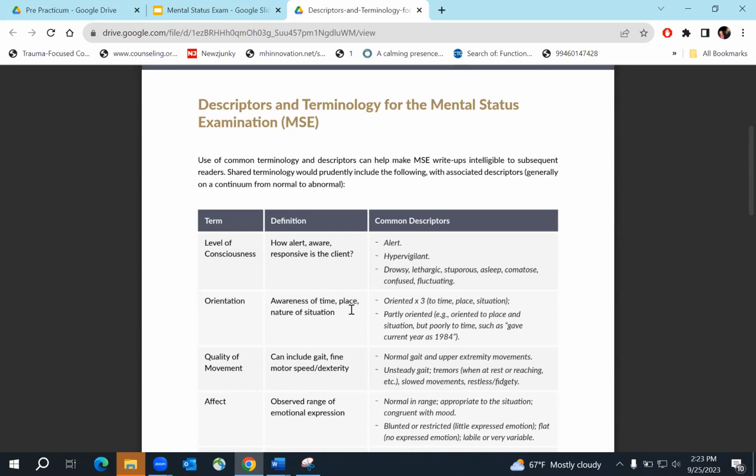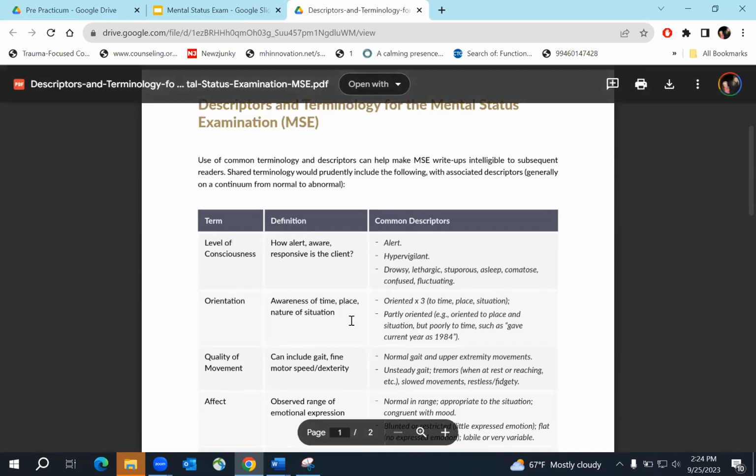So just like when we talk about treatment plans down the road or taking notes down the road, we want to make sure that you're communicating in a language that other treatment providers will understand. So when you're talking about level of consciousness, how alert, aware, responsive is the client, right? And your descriptors: alert, hypervigilant, drowsy, lethargic, stuporous, asleep, comatose, confused, fluctuating. All of those things are common descriptors.